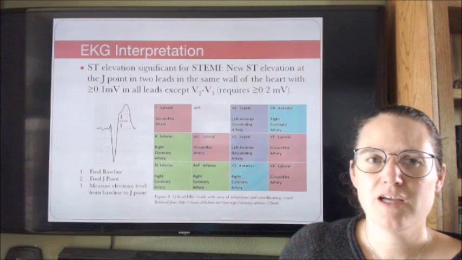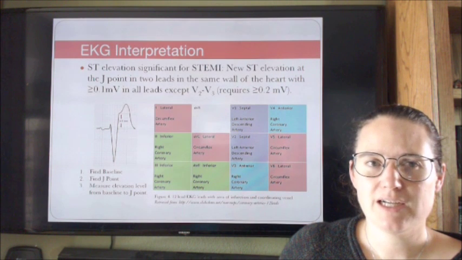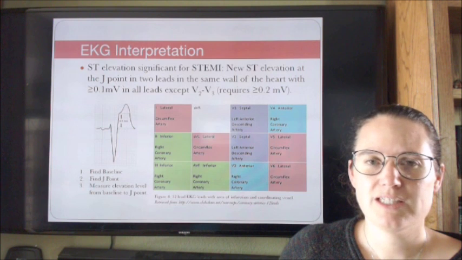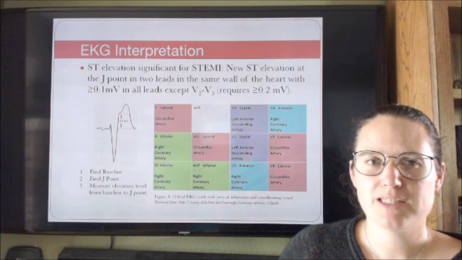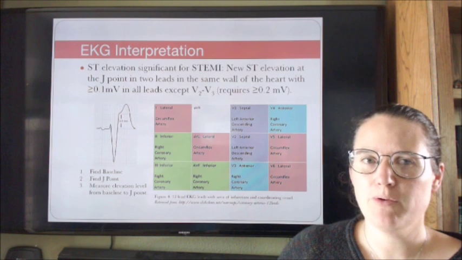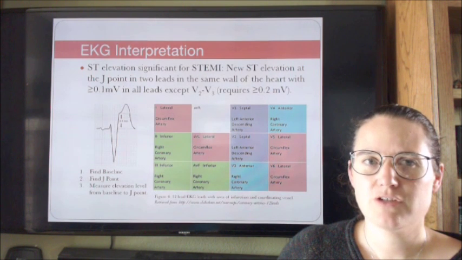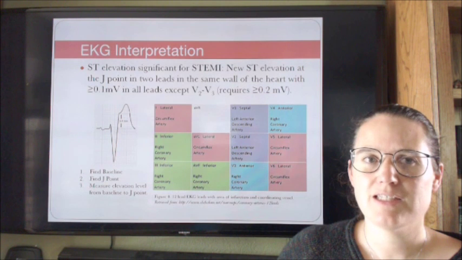This is done by drawing a line on the baseline, which is the area between the T wave and the P wave, and you draw it through multiple complexes, and then you want to find the J point, as shown in this picture, which is where the QRS ends and the T wave begins.